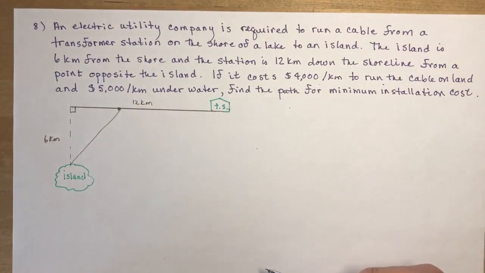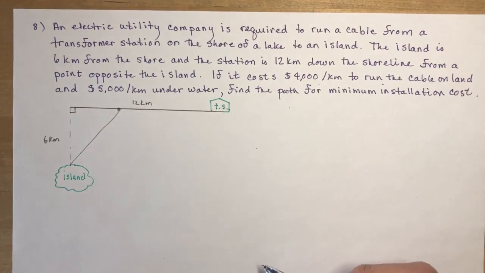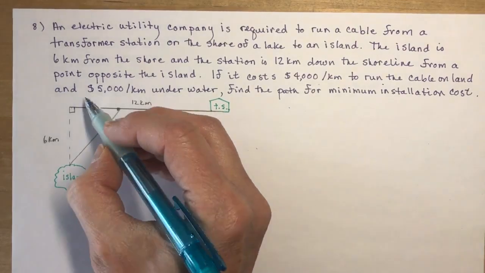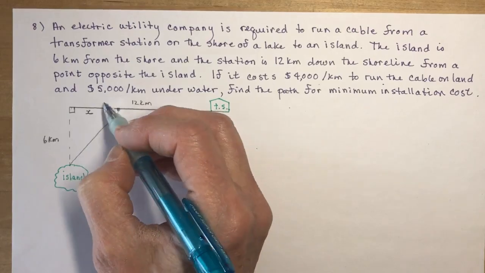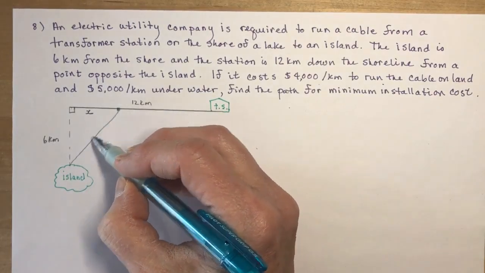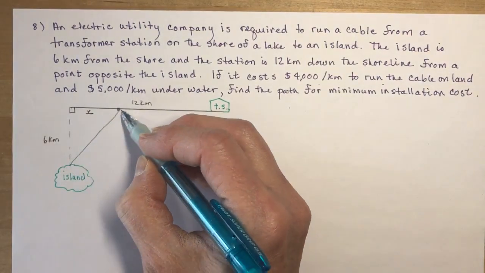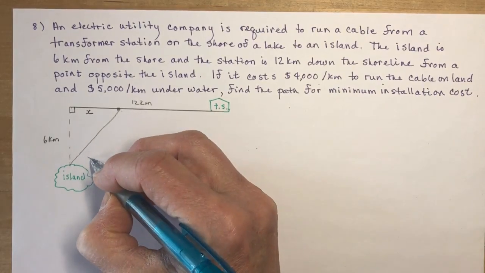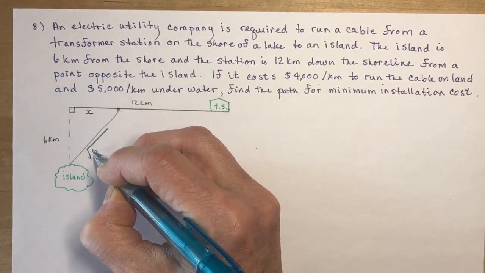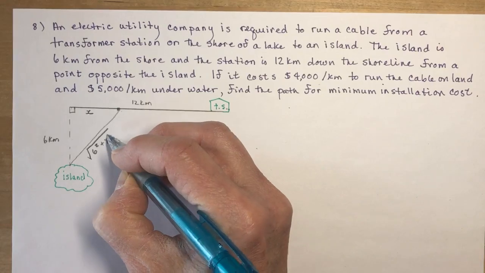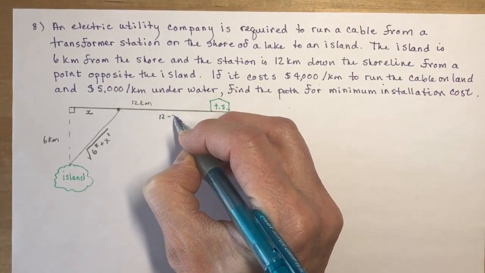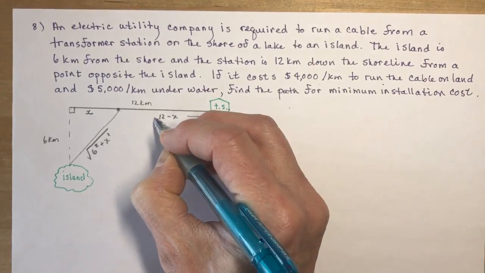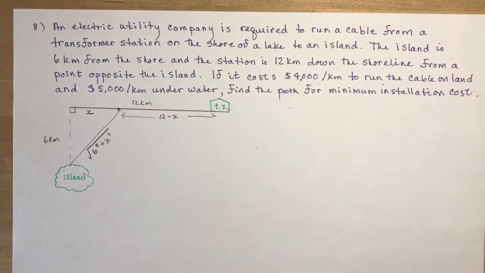And of course in math we always assume everything's nice and flat and straight. So we label this X. So make X part of the triangle every time so that you can get an equation or a representation of how long this hypotenuse is. So this is just going to be the square root of 6 squared plus X squared. And this distance here now is going to be 12 minus X. Okay, so once you've done one, you can do them all.